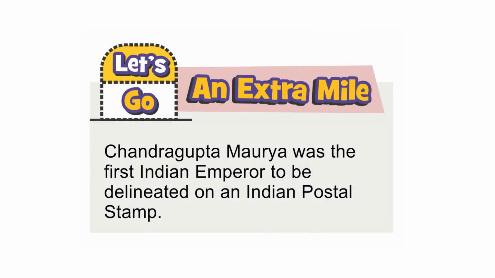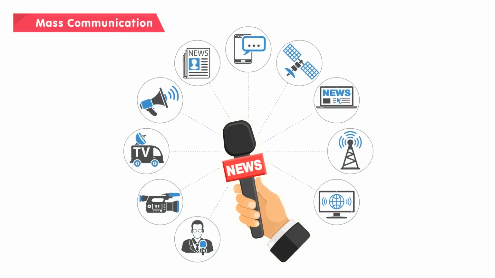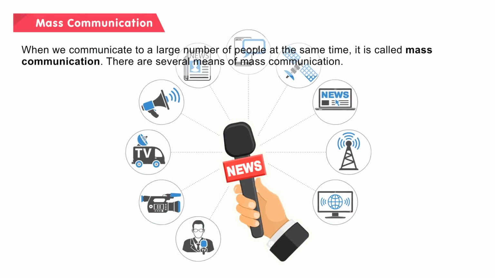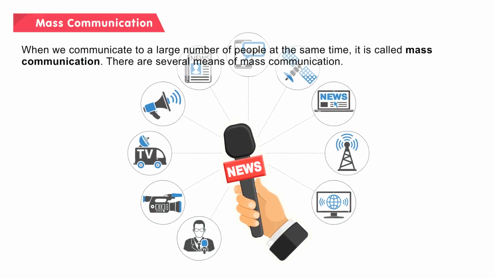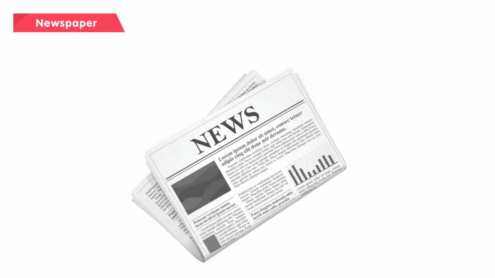Let's go an extra mile. Chandragupta Maurya was the first Indian emperor to be delineated on an Indian postal stamp. Mass communication. When we communicate to a large number of people at the same time, it is called mass communication. There are several means of mass communication.